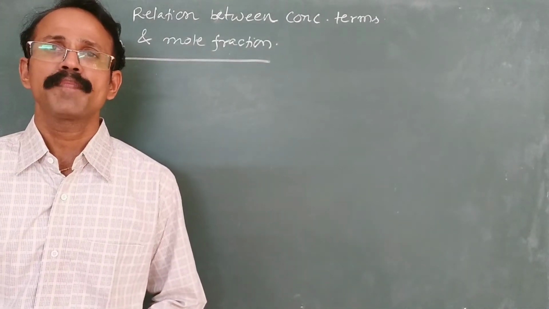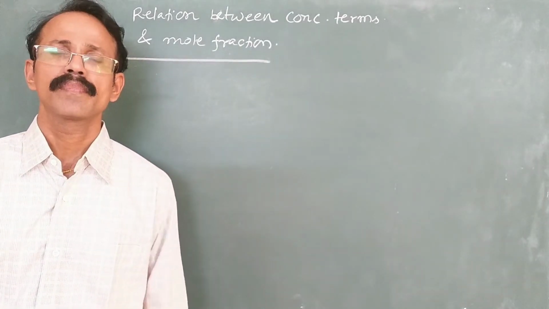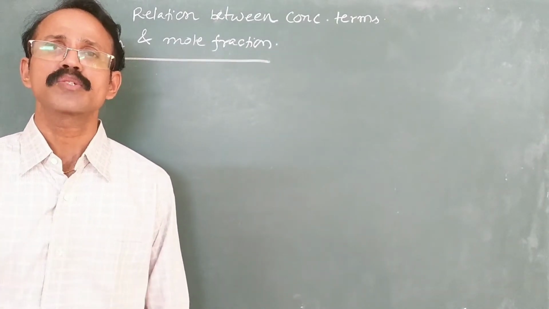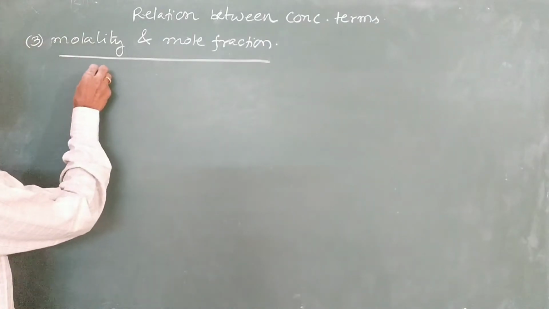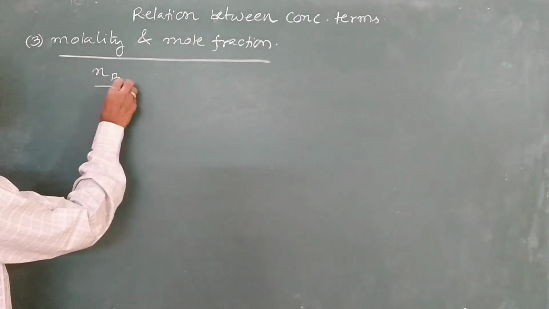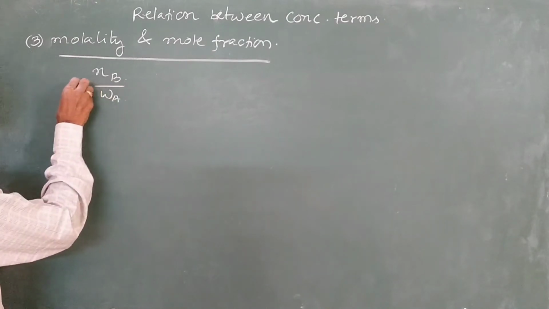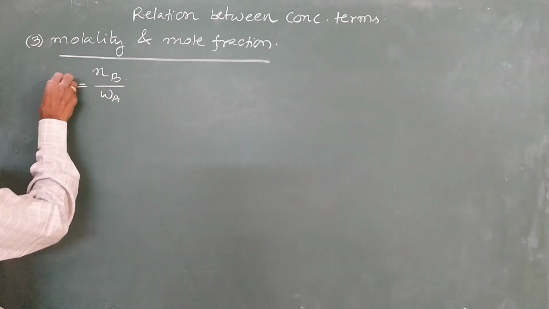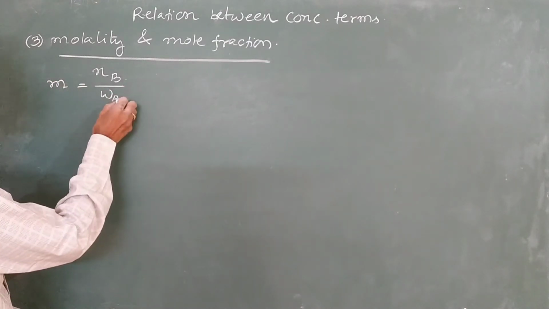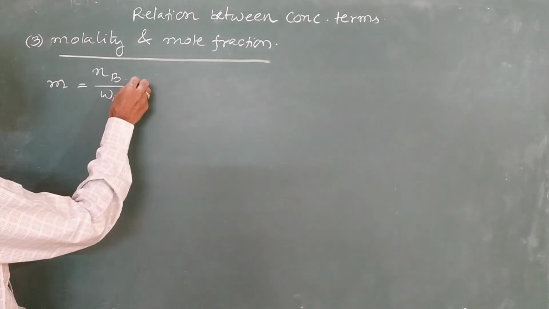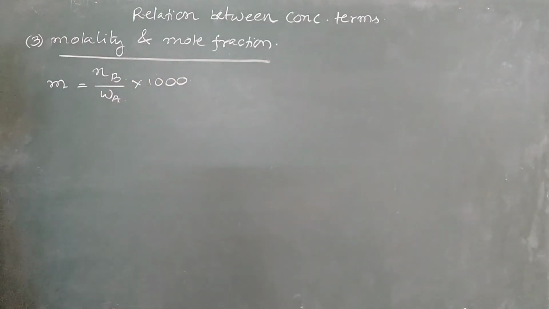Next relationship is between molality and mole fraction. Molality is the number of moles of solute dissolved per kg of solvent, that is, number of moles of solute divided by mass of solvent in kg. That is equal to the molality of the solution. If mass of solvent is given in grams, divide by 1000. So this is the formula for molality.